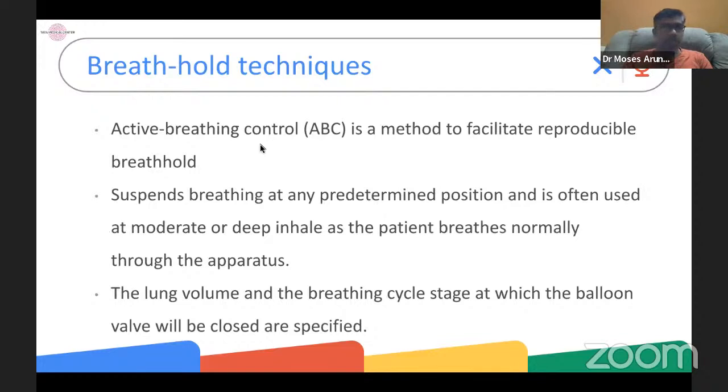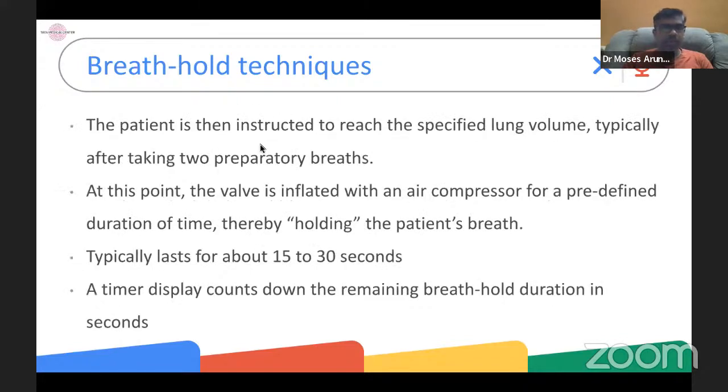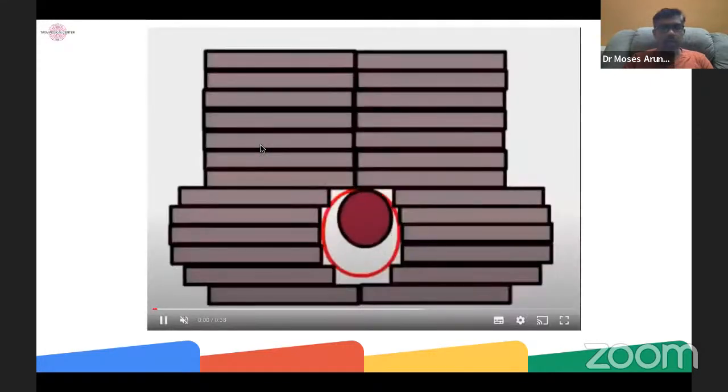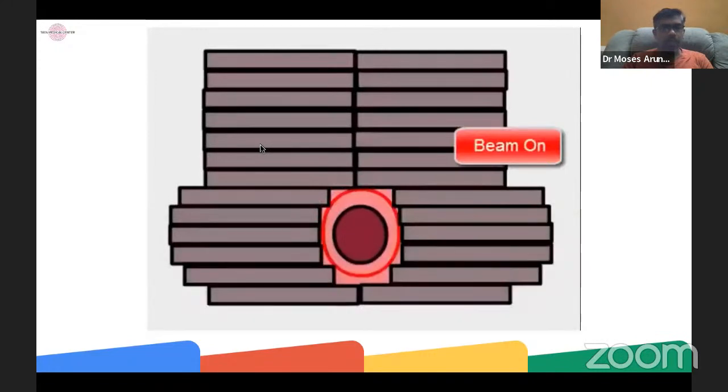You can do this with spirometer-based systems, via RPM, or you have the active breath-controlled techniques wherein a spirometer kind of contraption is attached, and we are able to hold the patient's breath at a pre-specified volume. Patient is able to monitor the amount of time that is left for that particular breath hold. And in that way, you are able to deliver a treatment when the patient has held the breath for some time during their respiratory cycle.